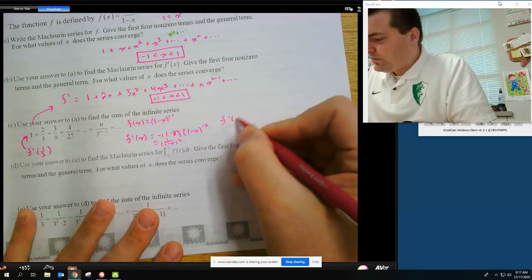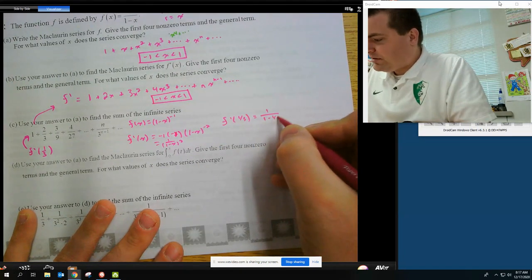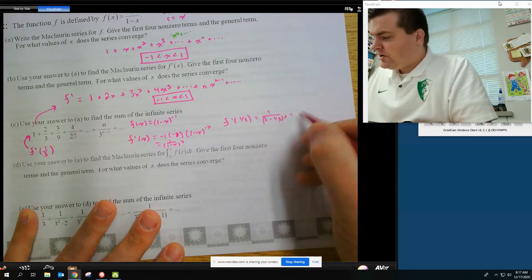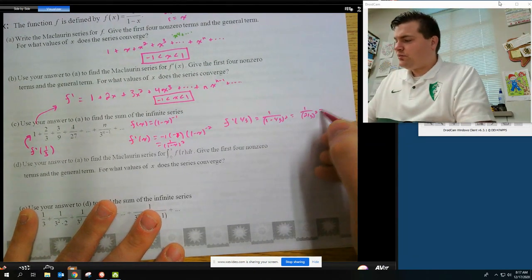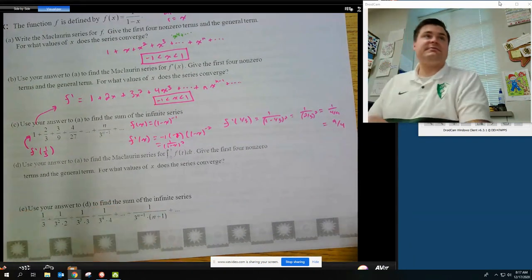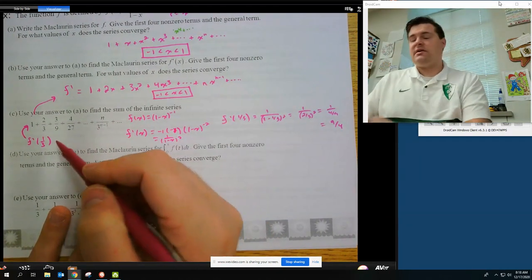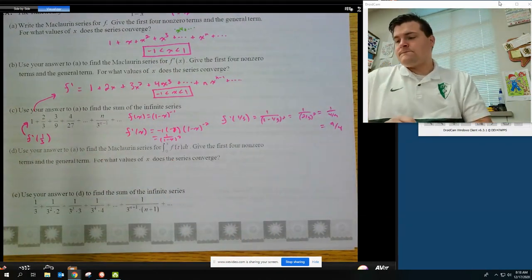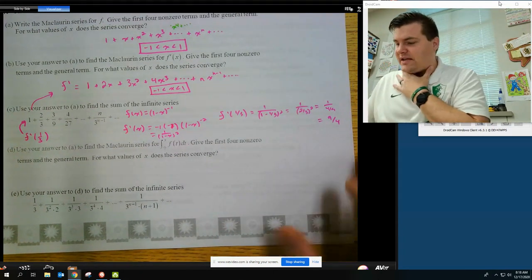So now f prime of 1/3, plug 1/3 into there. I'm going to get 1 over 1 minus 1/3 squared. 1 over 2/3 squared, which is 1 over 4/9, which is really equal to 9/4. So I can find the exact sum, knowing that this is the derivative of a series.